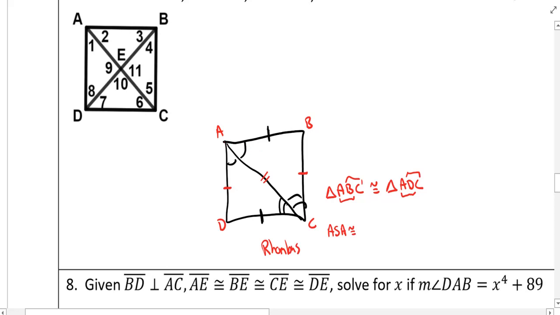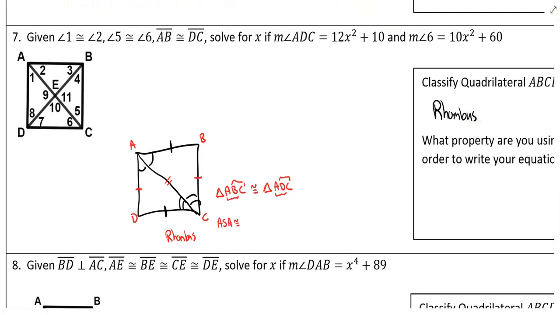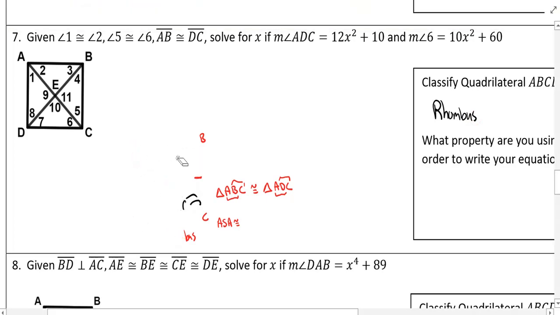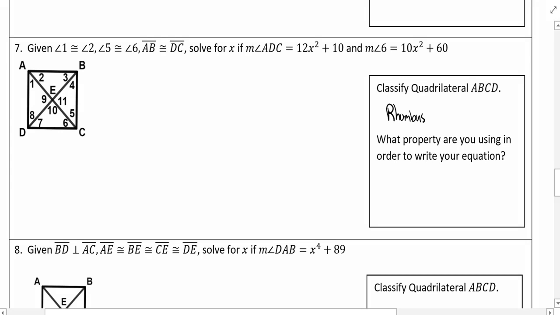And then we have a diagonal bisecting opposite angles, which is no surprise to us because that is a property of a rhombus. So we had to do a little digging here, but now we know what we're working with. This is a rhombus. I'm going to erase my scratch work. And now we're going to look at what we're given.